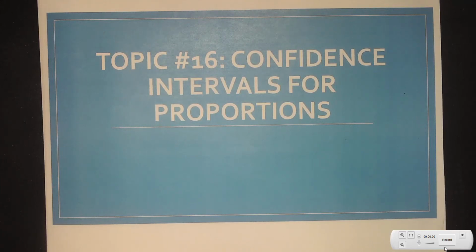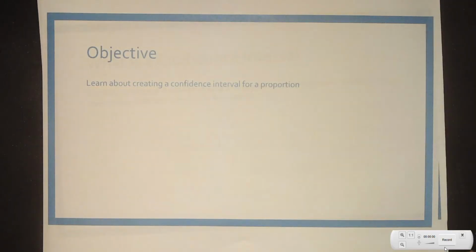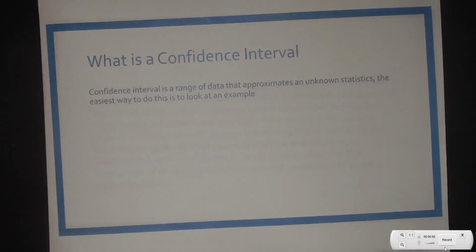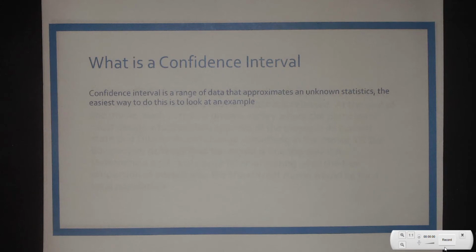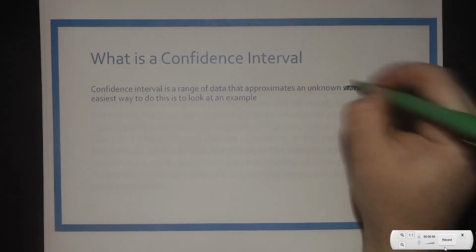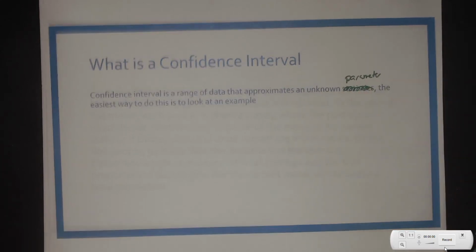Okay, final thing for the night, we're going to talk about confidence intervals for proportions. We're going to learn about creating a confidence interval from a proportion. It's not too hard. A confidence interval is a range of data that approximates an unknown. That really is a misnomer. I shouldn't say statistics. It's approximating an unknown parameter, because it's based off of a proportion.